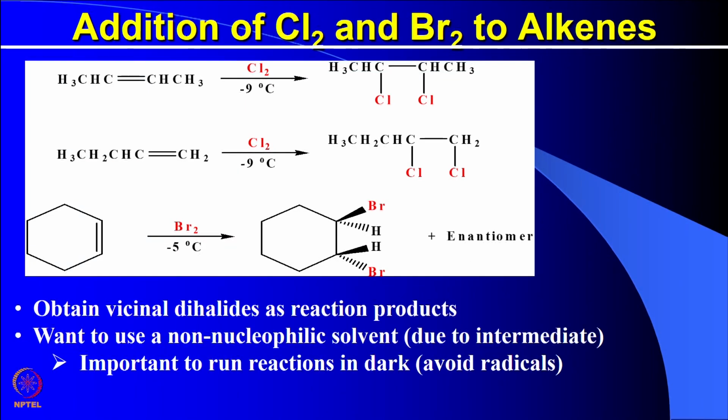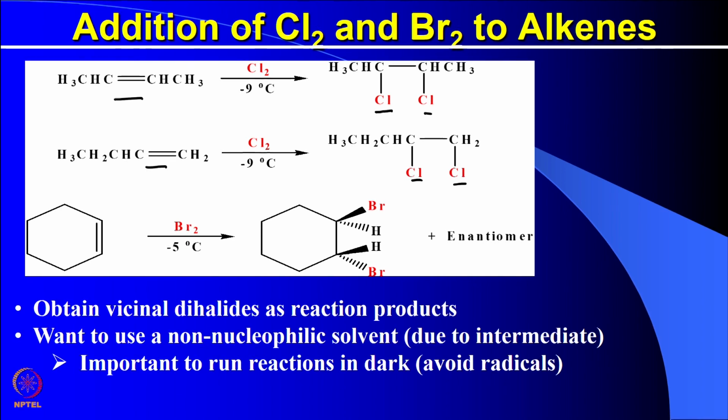So when you try to add chlorine or bromine to alkene, it's very easy. You can bubble chlorine or bromine through a solution, or a solution of bromine or chlorine in CCl4 can be added to a double bonded compound, and we get dichloride or dibromide.